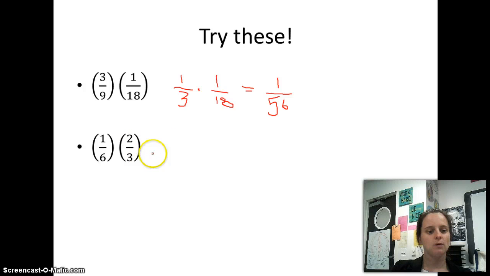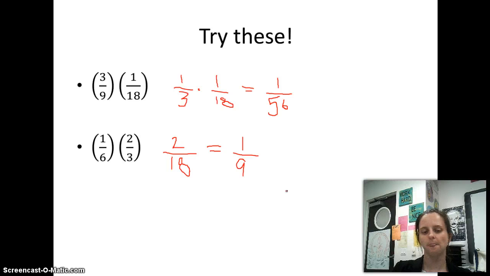Do the same thing for the second one. In the second problem, I can't simplify either of these fractions, so all I have to do is top times top, bottom times bottom. So 1 times 2 is 2, and 6 times 3 is 18. And what you'll notice in this problem is that even though I couldn't simplify in the beginning, I can simplify now, right? So 2 and 18, I can divide both of those by 2. So 2 divided by 2 becomes 1. And 18 divided by 2 is 9, good. And so my answer here is 1/9.